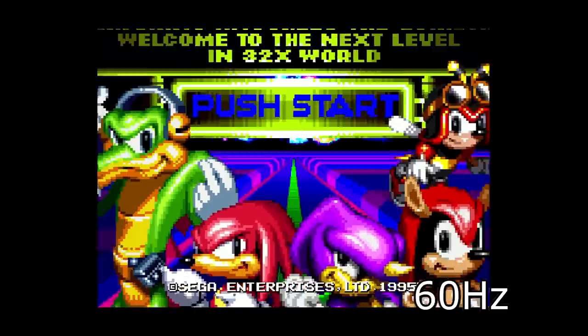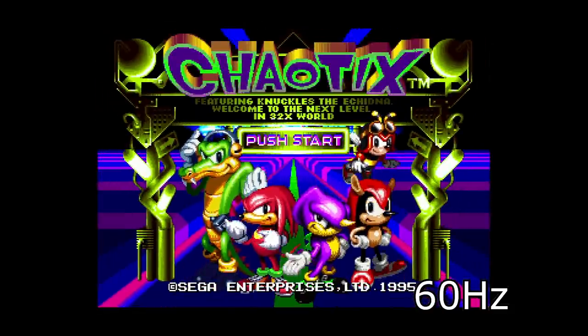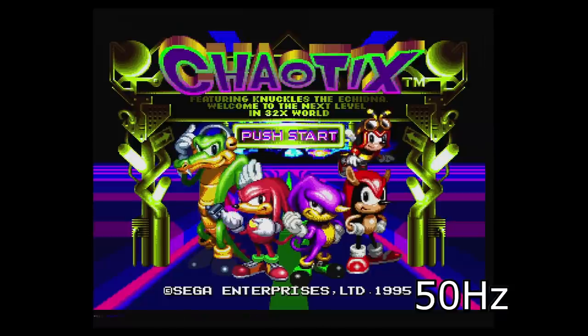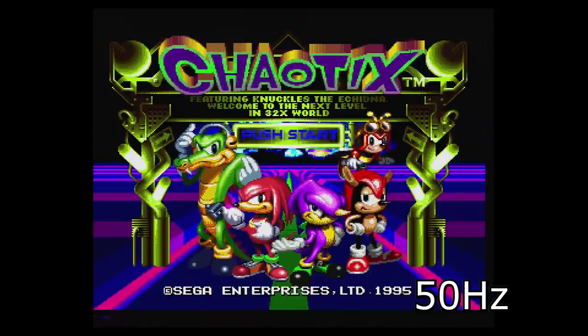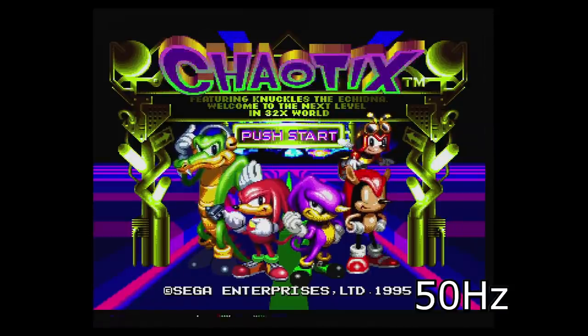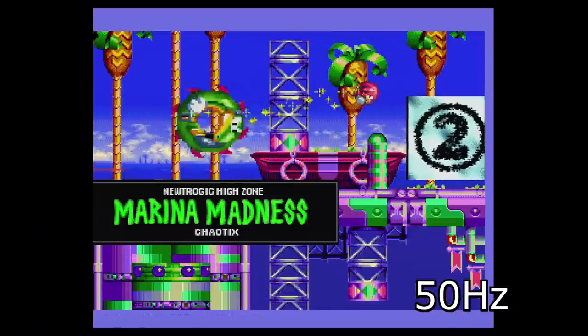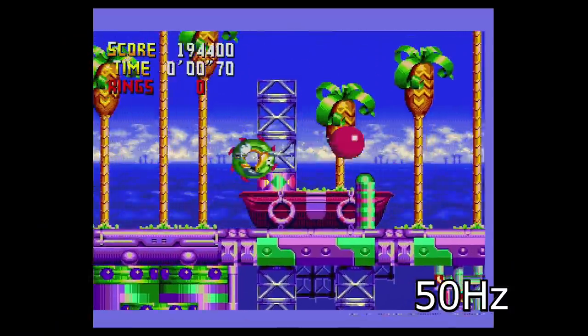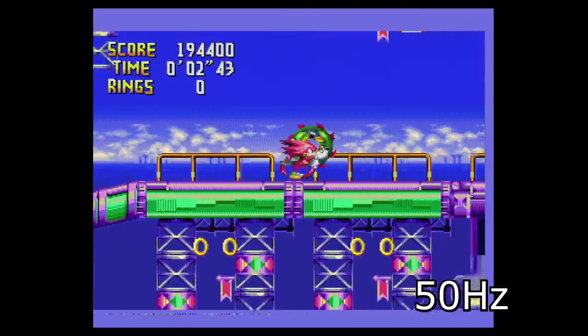Now, with the 32X, the same rules apply. 60Hz is 224 pixels, whereas PAL is 240. So why am I displaying both versions in the same ratio? Well, I already think you know where I'm going with this, but Chaotix took the plunge and used those extra pixels. I hear your gasps. For the first time ever in the series, we have a PAL game that looks better than its counterpart.